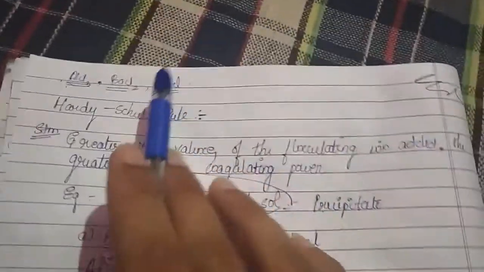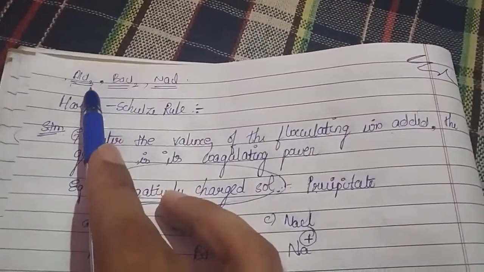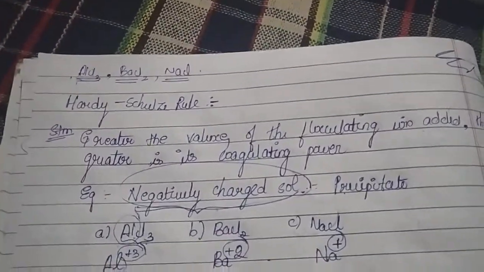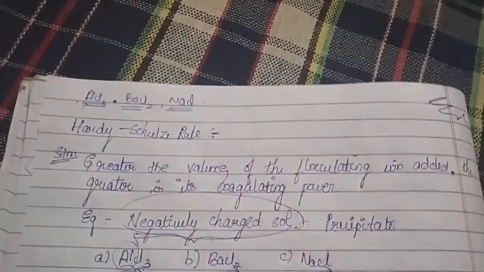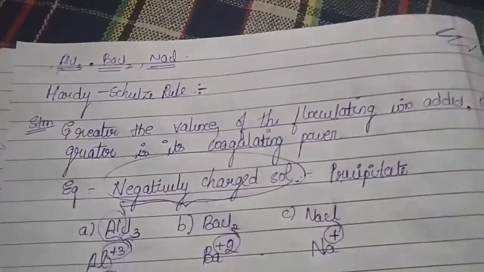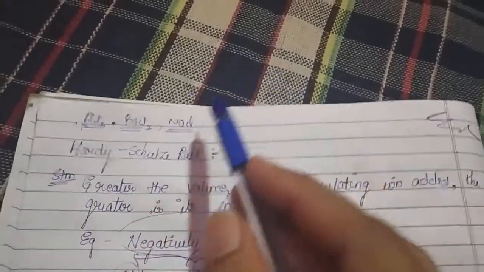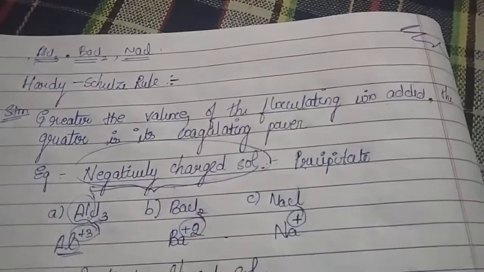That is the reason. So I have given you an example: if you have AlCl3, BaCl2 and NaCl, and you have been given a negatively charged sol, the question is which among the 3 electrolytes will be required in a minimum quantity. In order to answer this, 2 scientists came forward, Hardy and Schulze, and they gave us a rule which is called the Hardy-Schulze rule. What is that?